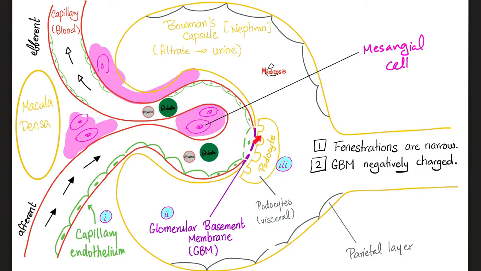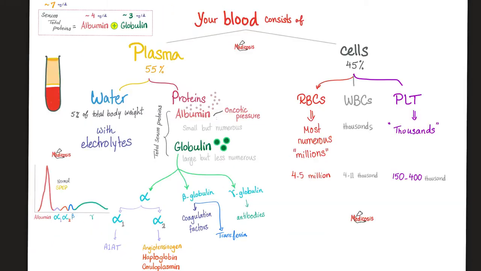But what if I lost the negative charges, like minimal change disease? Oh, I can see some proteins in the urine. What if this barrier got destroyed? Well, then the kidney is wide open. Recall that your blood contains plasma. The plasma contains water and plasma proteins. The proteins are albumins and globulins. Albumins are smaller, more numerous. Globulins are bigger, less numerous.